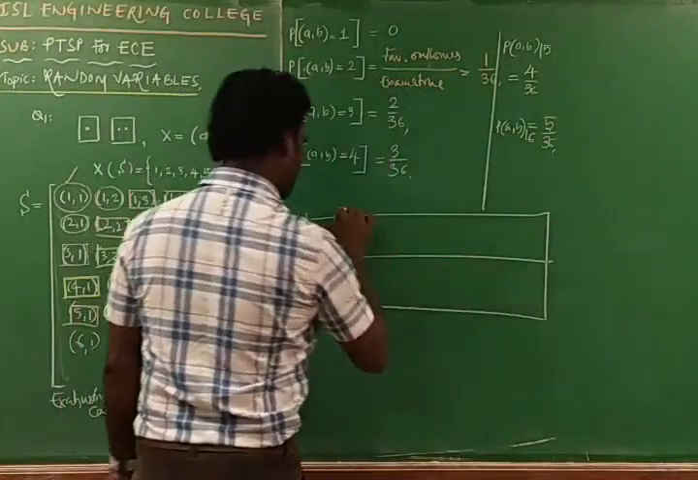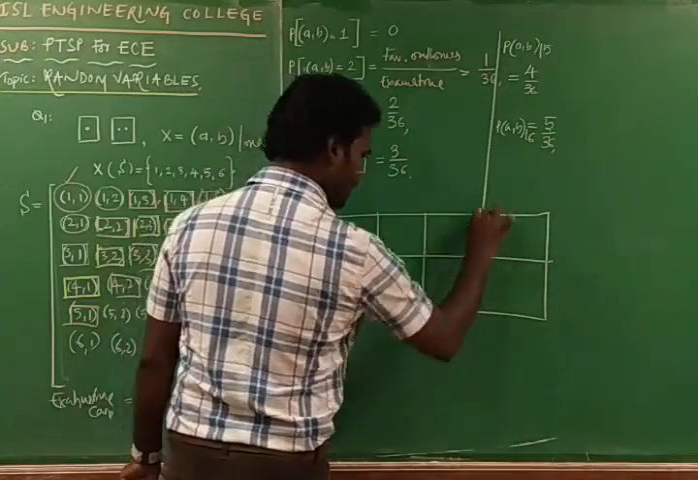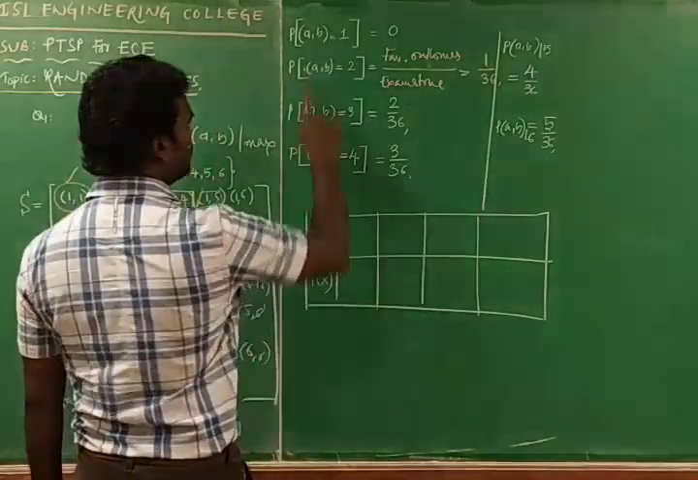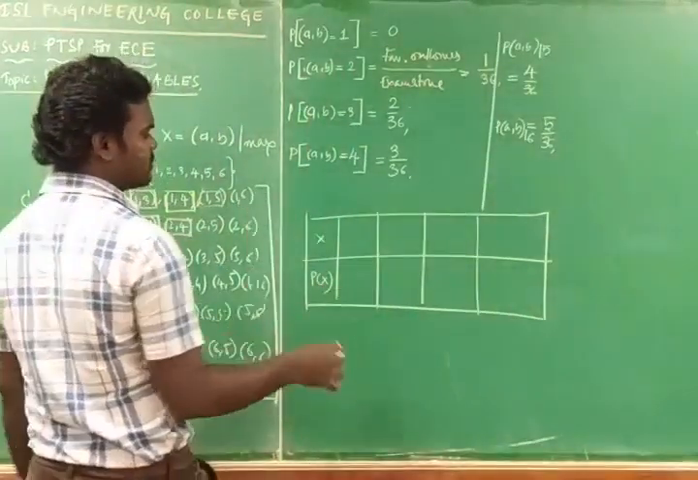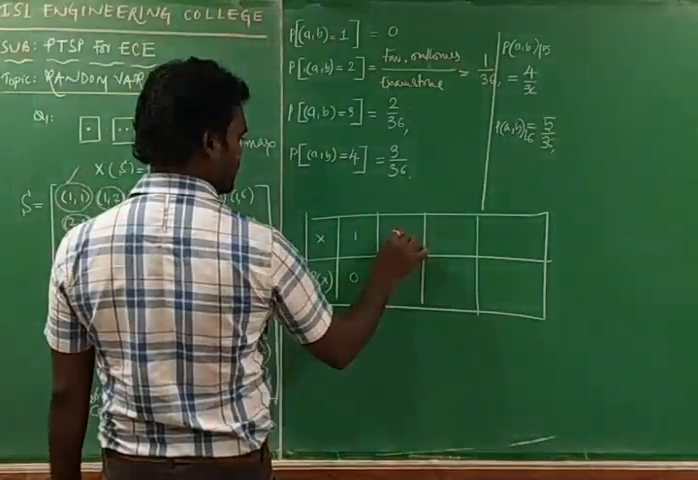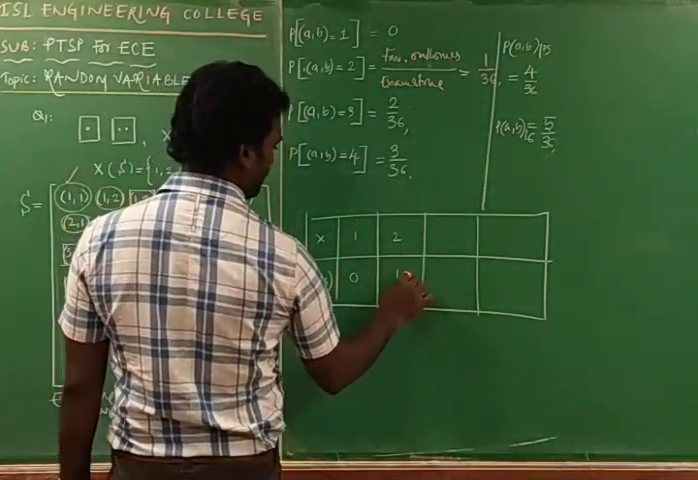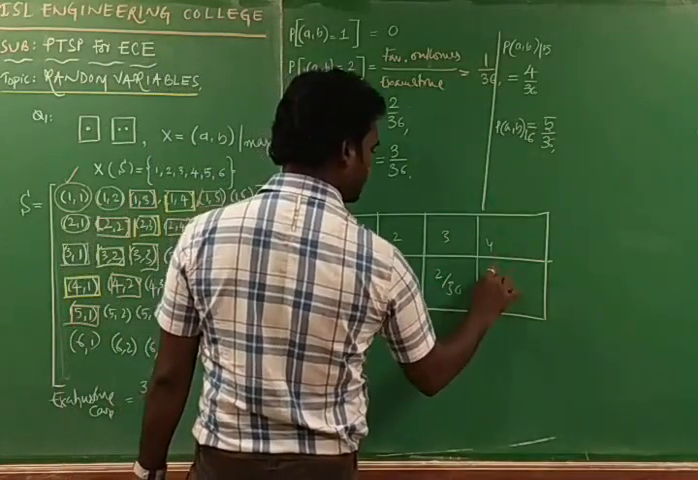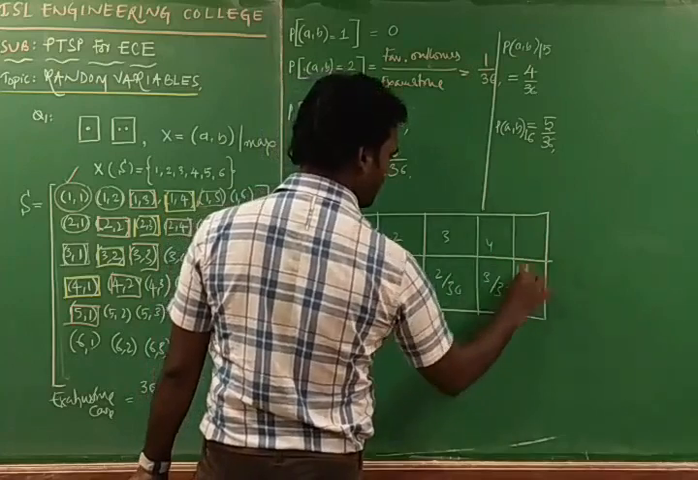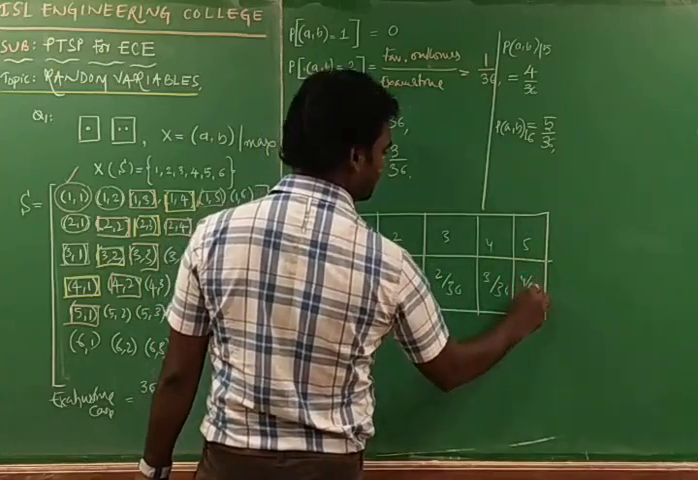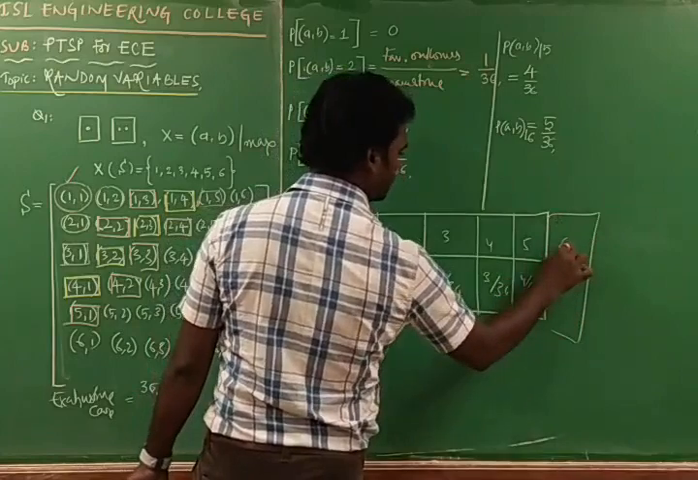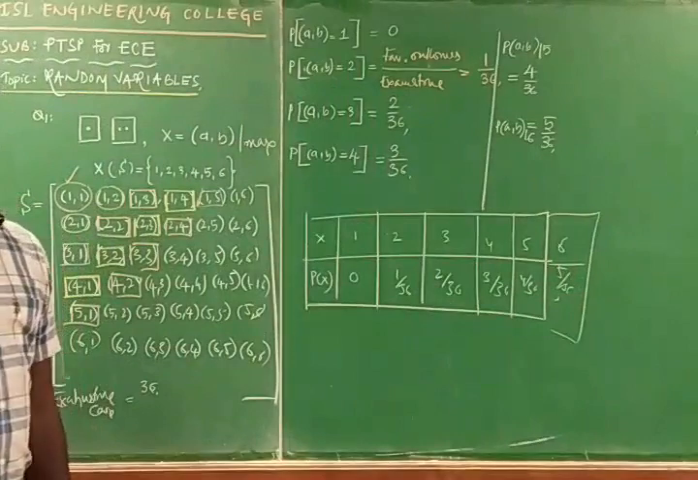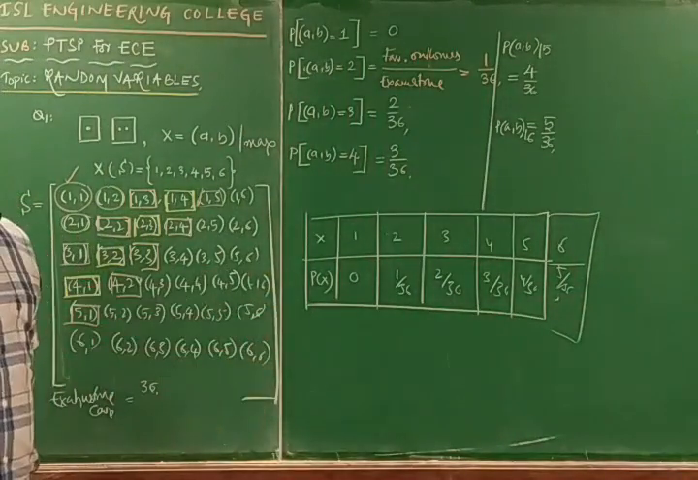This is x, this is p of x. Then x is equal to what? X is the sum. The sum being 1 is 0. The sum being 2, that is 1 by 36. The sum being 3 is 2 by 36. The sum being 4 is 3 by 36. The sum being 5 is 4 by 36, and the sum being 6 is 5 by 36. So this is the probability distribution function.